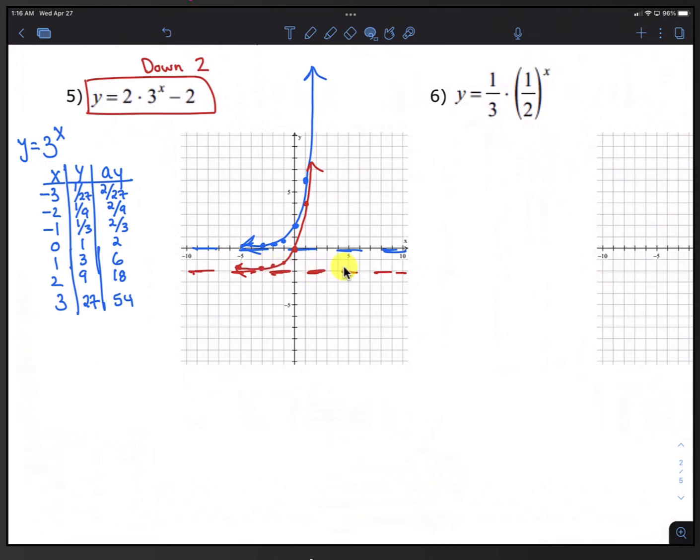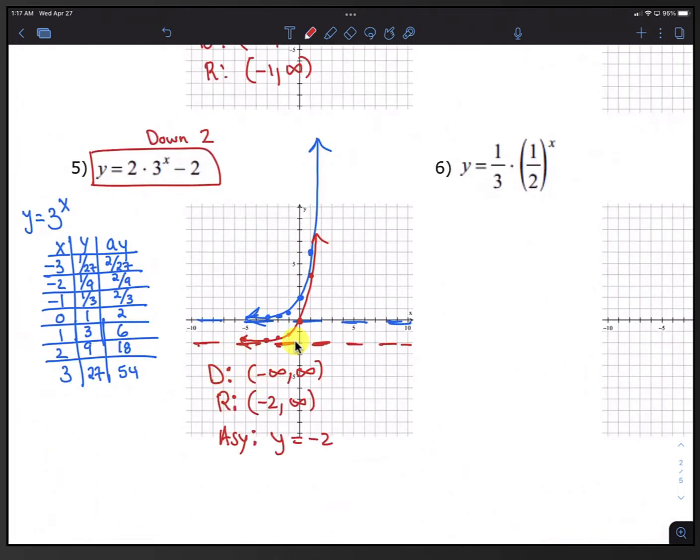All right, let's talk about the domain, range, and asymptote. The domain goes from -infinity to infinity because the graph goes to the left and right forever. The range is going to go from the horizontal asymptote all the way to infinity. So that means it's going to be from -2 to infinity. And then the horizontal asymptote is y equals -2.